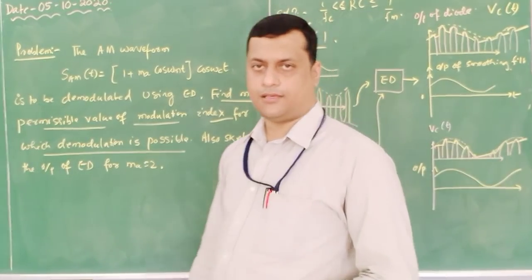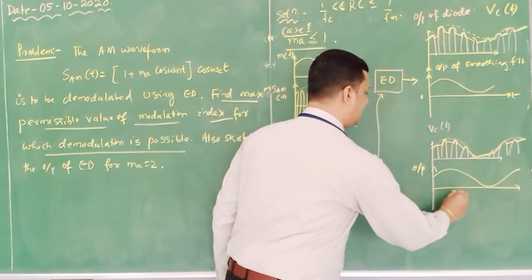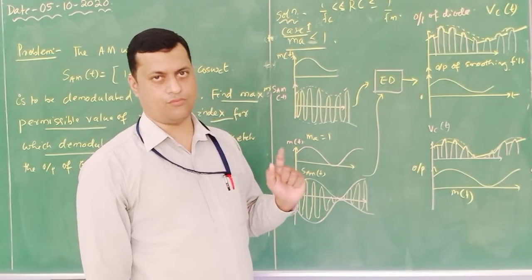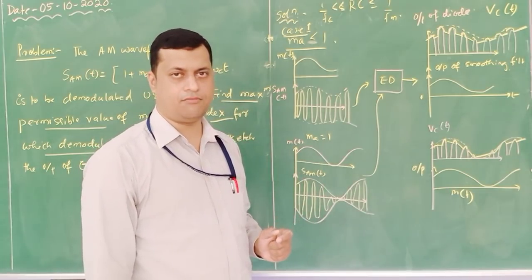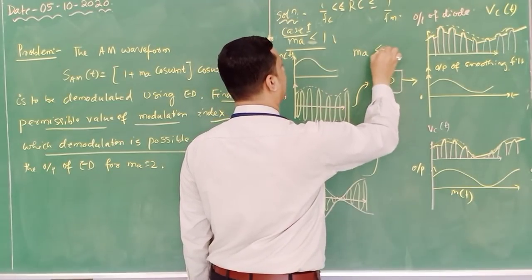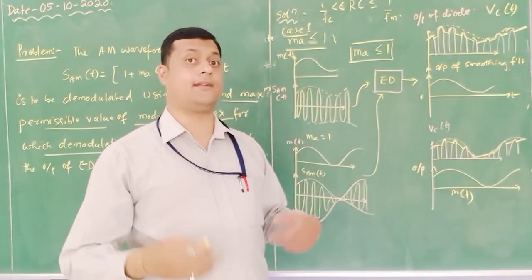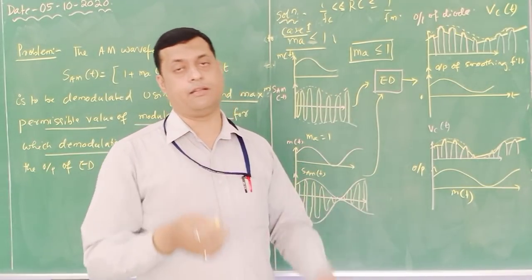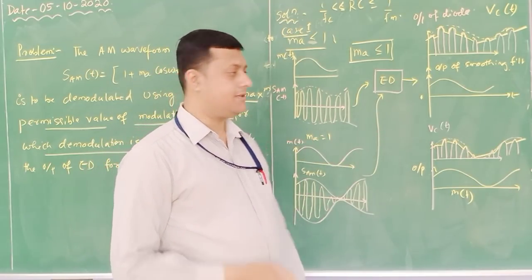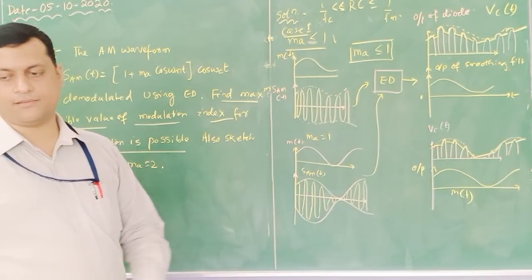If it is similar to the modulating signal, that means I can recover the original message signal for the modulation index equal to 1. So what is the maximum permissible modulation index? The condition is Ma less than or equal to 1. But if it is greater than 1, the envelope distortion will come and we won't recover the original message signal. Okay, so that is the explanation for the first part.